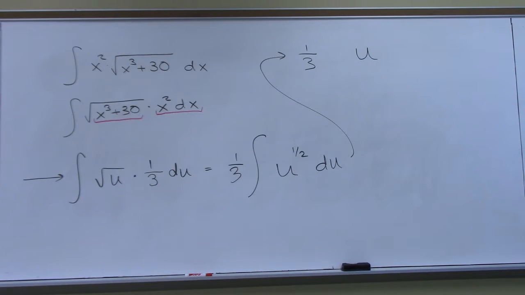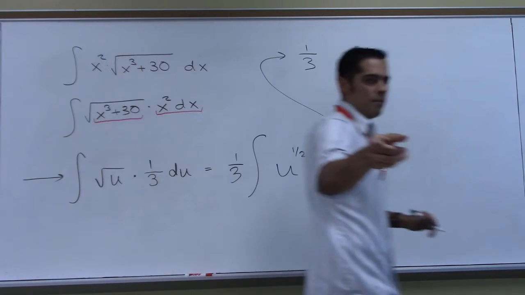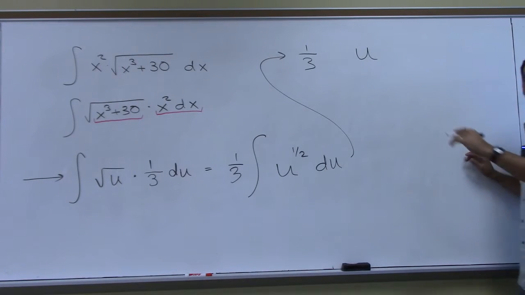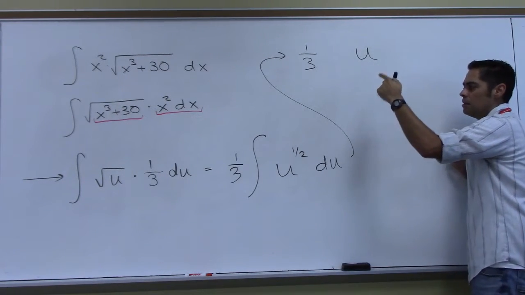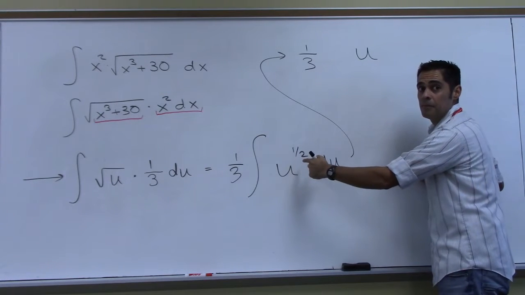Kelly. I couldn't see your name tag there. I know you were trying to look over the camera there, so I'm calling on you to get you going here. Antiderivative u to the 1/2.